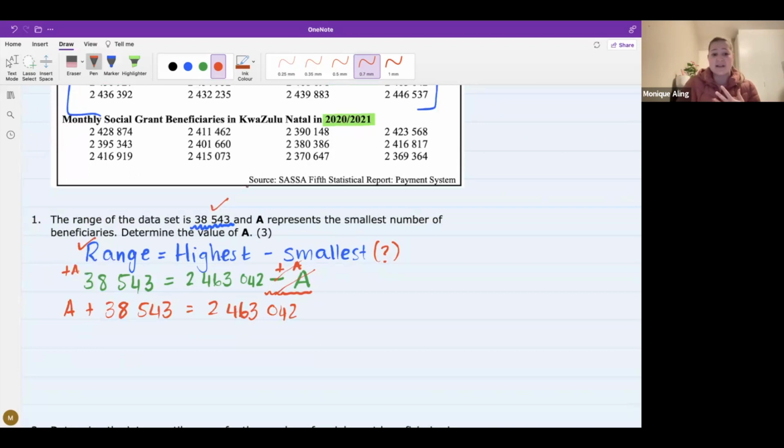Okay, I now need to take the 38,000 to the other side of the equal sign because I want A by itself. I want to figure out what A is. So I always do the opposite operation. Because it's plus 38,543, I say minus 38,543. What I do on the one side, I do to the other. So it becomes negative 38,543 on this side.